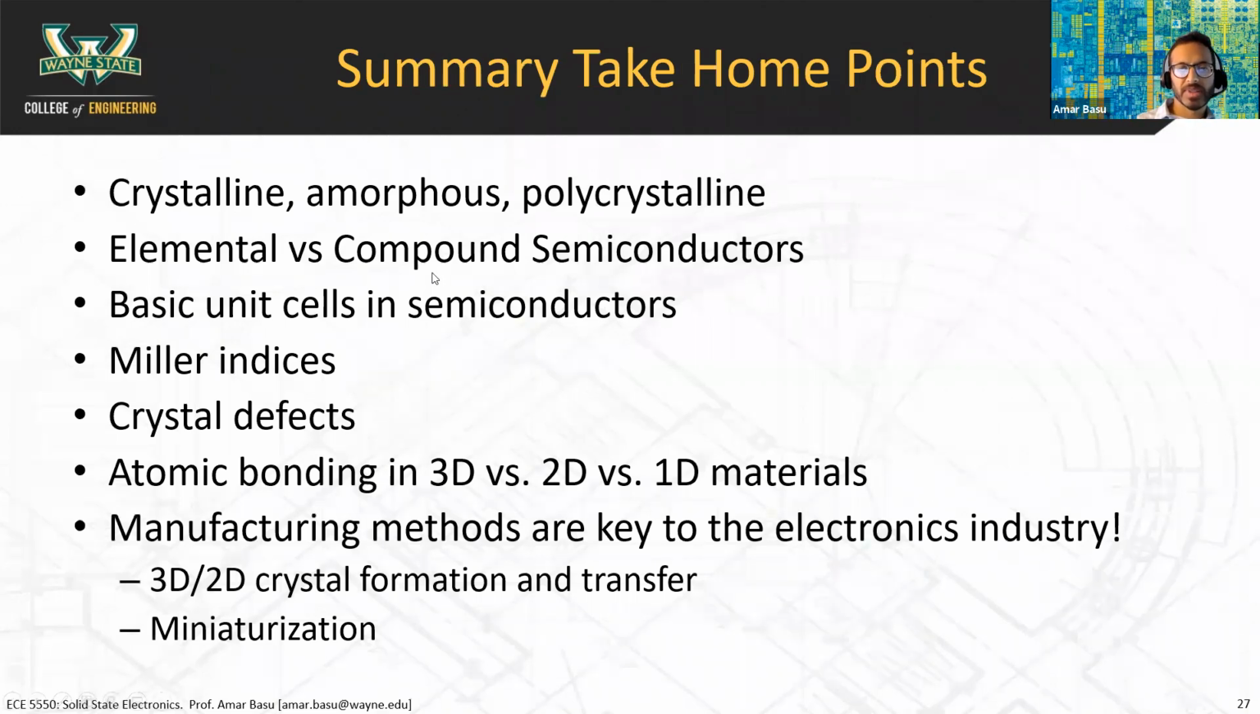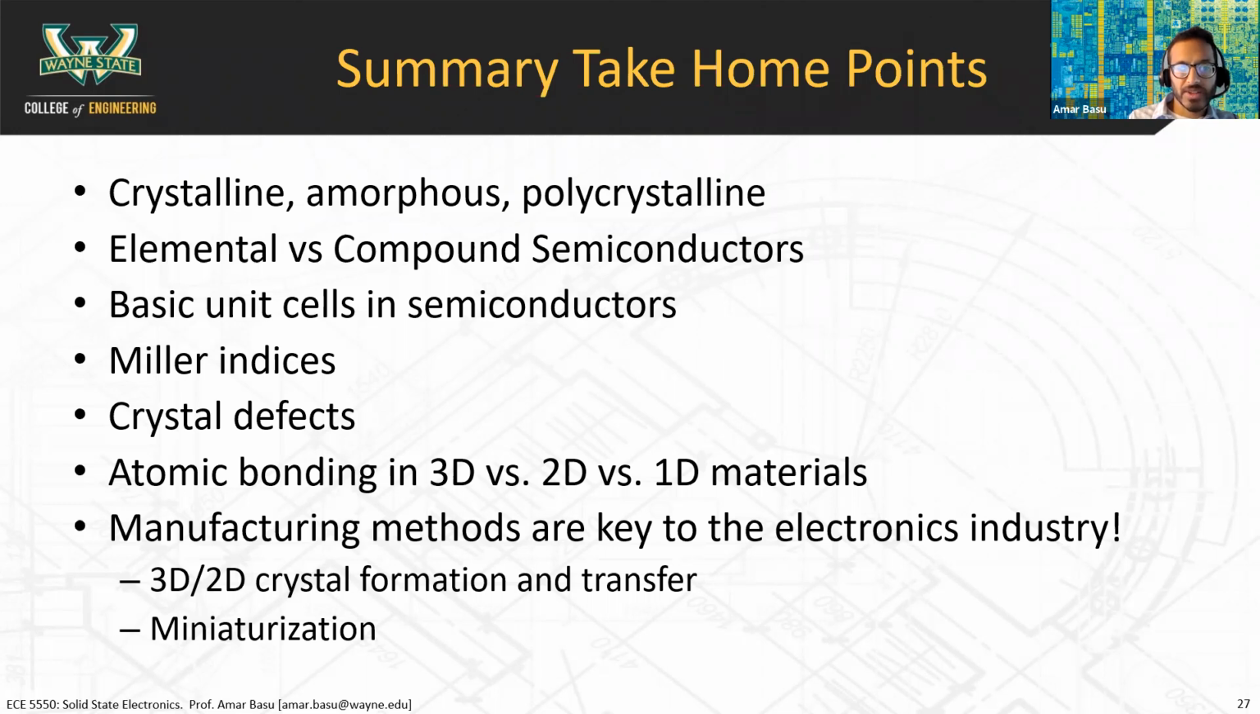We talked about elemental versus compound semiconductors. So elemental would be something like silicon, a column 4 element, and everything's just a column 4 element. Compound semiconductors is when you combine elements from column 3 with elements from column 5. So gallium arsenide, indium phosphide. This is where you take 50-50 mixes of two types of materials. And compound semiconductors have interesting properties. They also form the same type of diamond lattice. We talked about the basic unit cells in semiconductors, basically the diamond lattice and the zinc blende lattice.